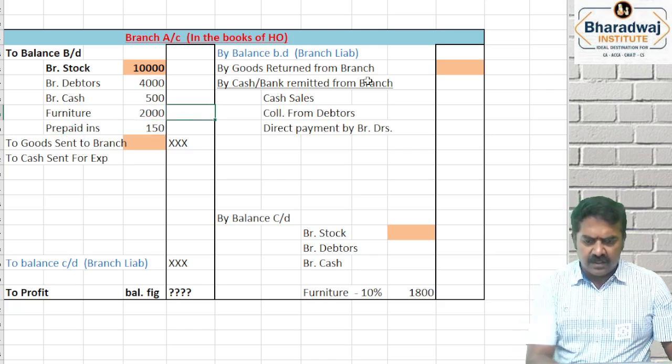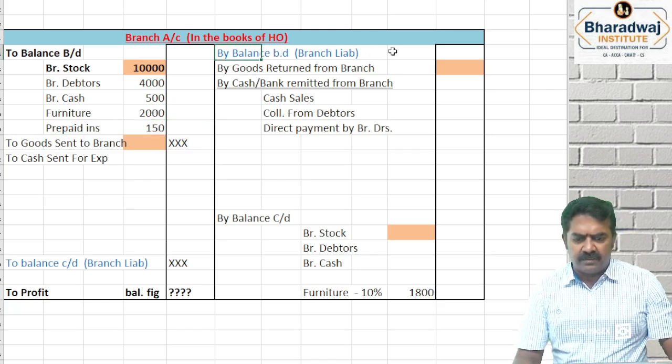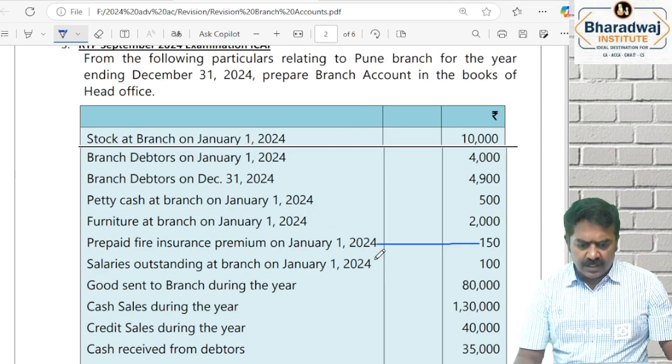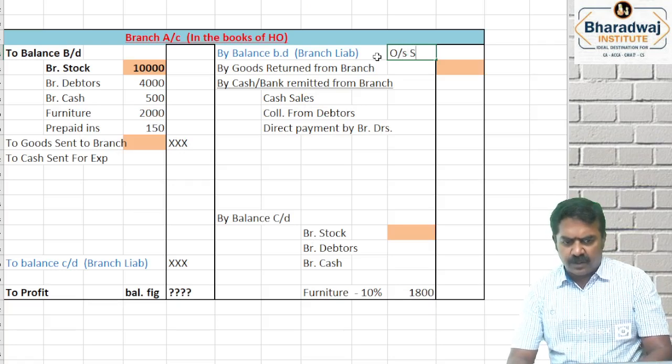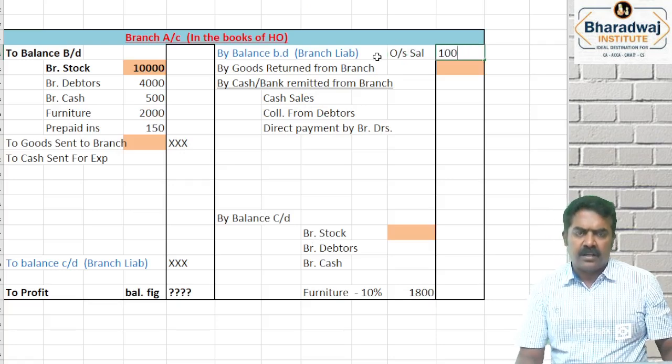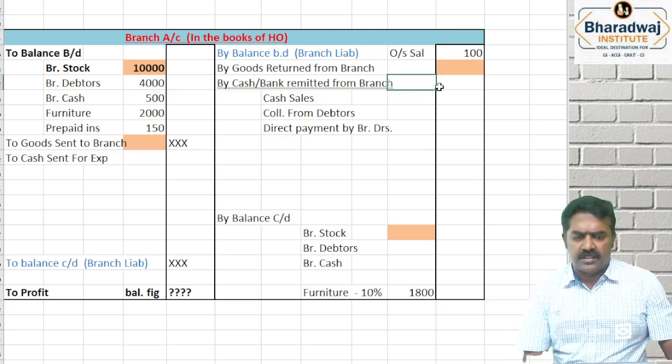150, that is given. Then any liability given at the beginning of the year? Yes. Outstanding salary is given. Opening balance of outstanding salary is given how much? 100.